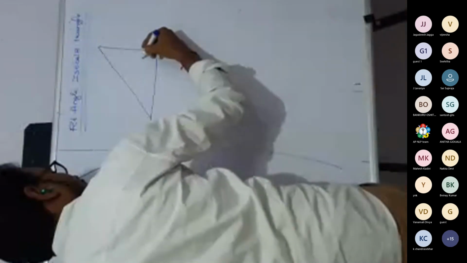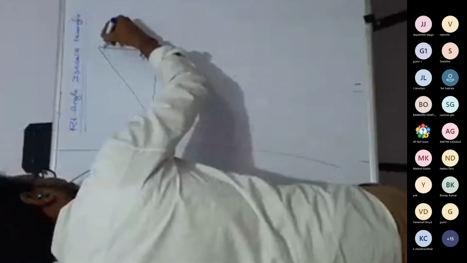And the second combination: what is the difference between a right angle triangle and a right angle isosceles triangle? Suppose for a right angle isosceles, one angle is 90 and the remaining two angles are 45 and 45.